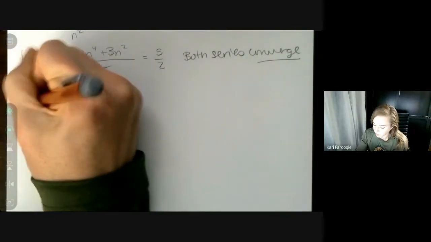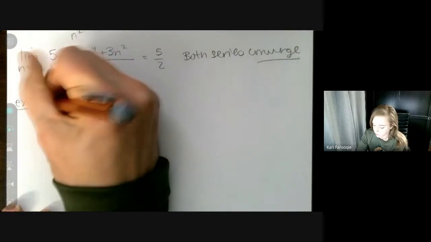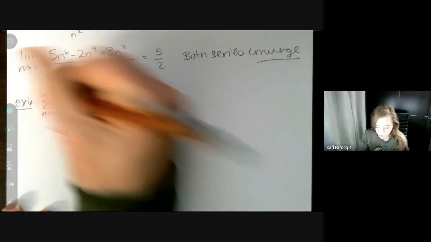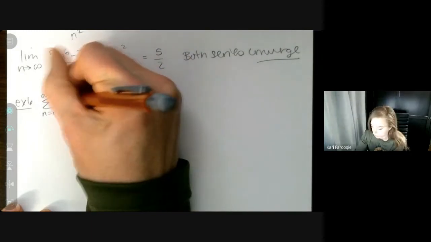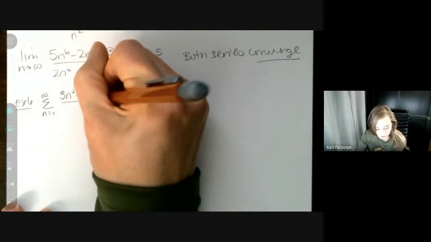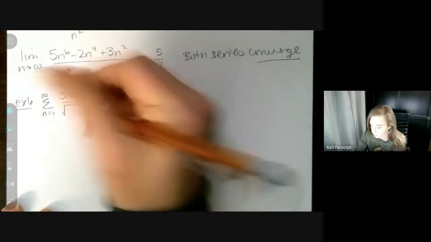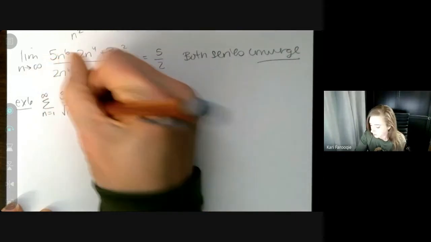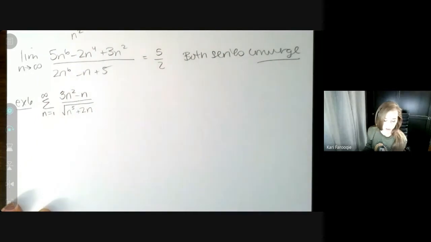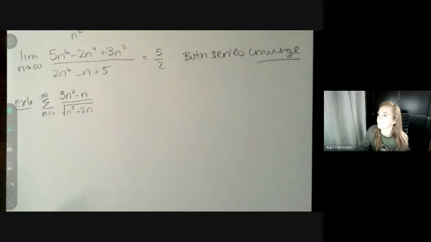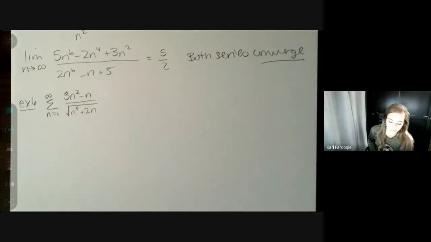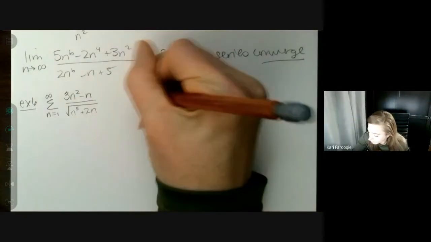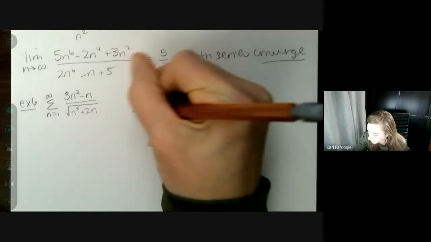All right. So for example 6, we will look at the series from n equals 1 to infinity. In the numerator, we'll have 3n squared minus n. And then the denominator will have the square root of n to the 5th plus 2n. So the first thing I want you to do is find your comparison series.